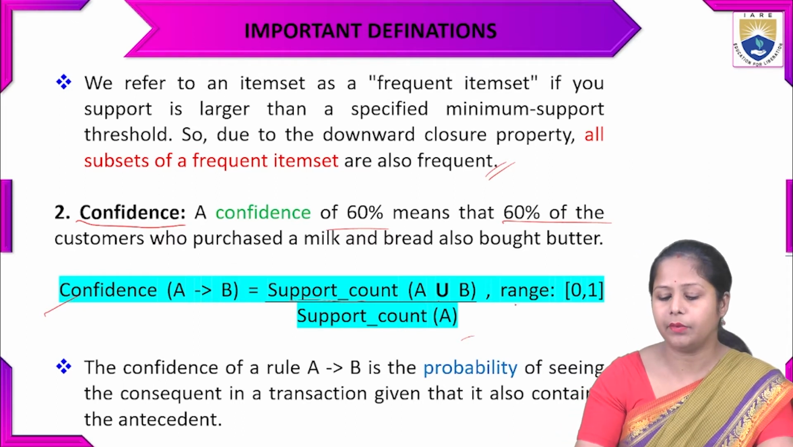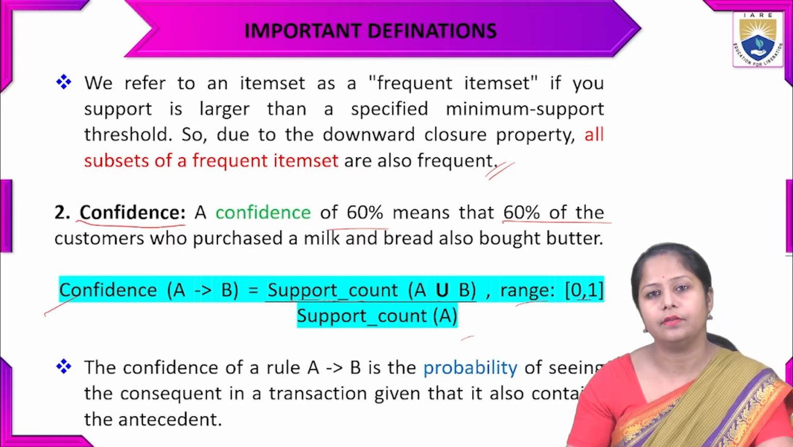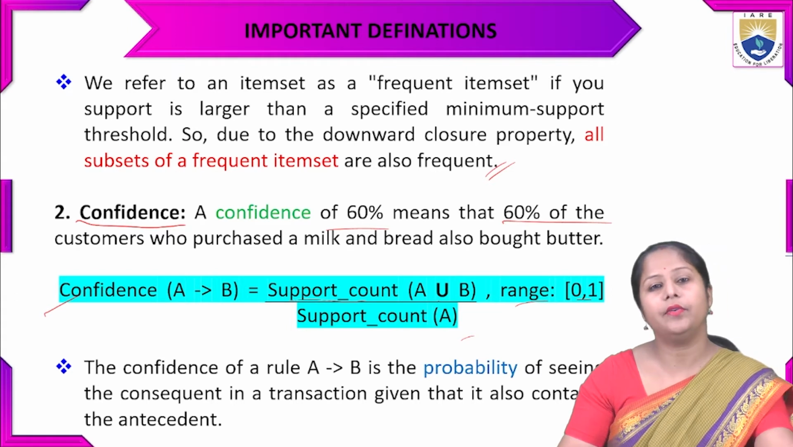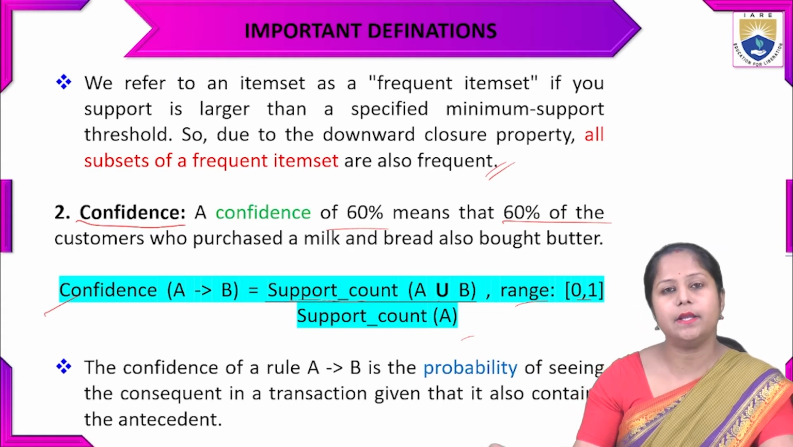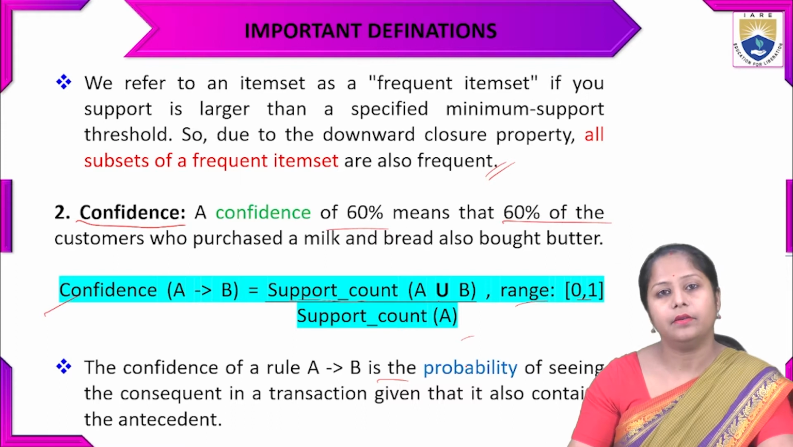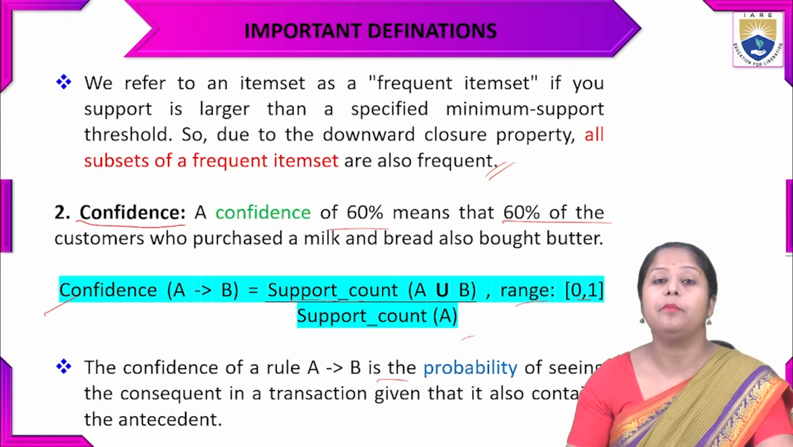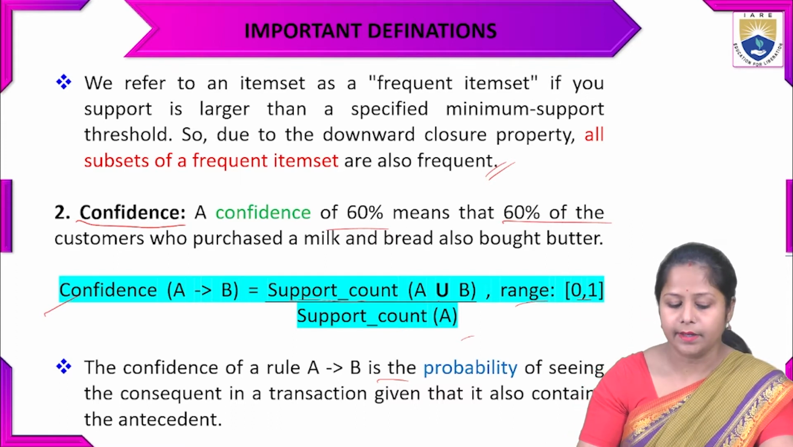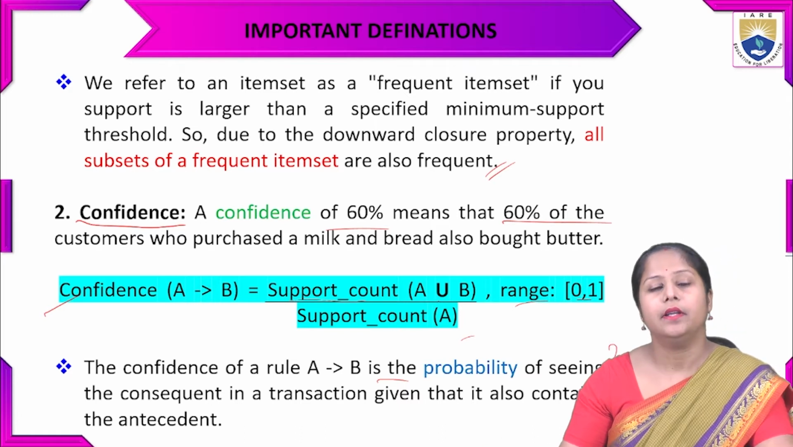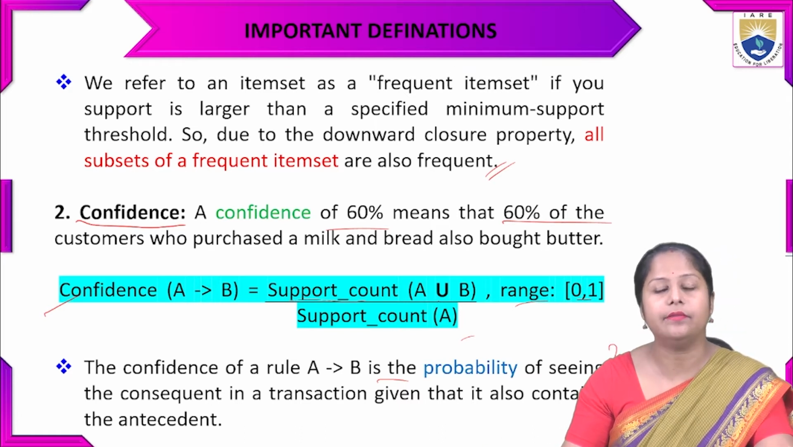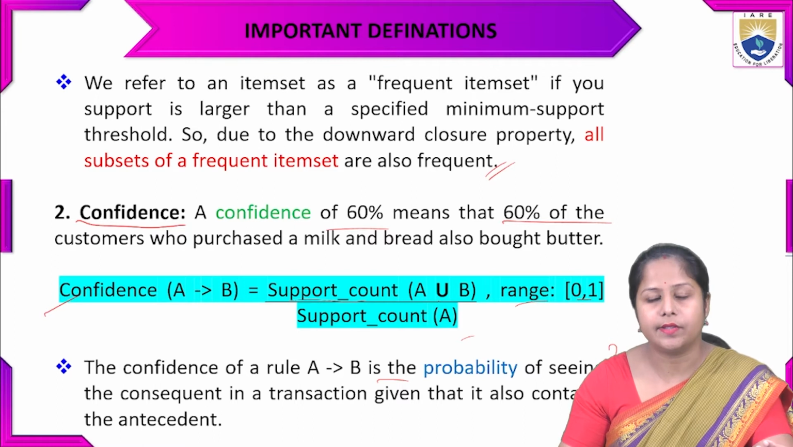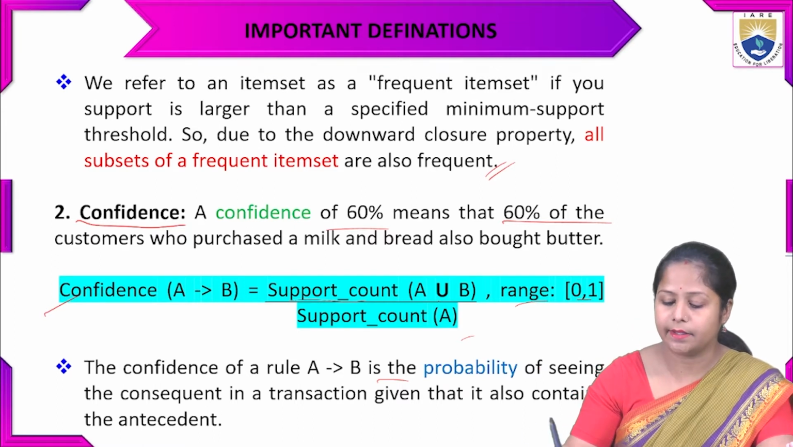So the range will be 0 to 1. The confidence of a rule A depends on B is the probability of seeing the consequent in any transaction, given that it also contains the antecedent.